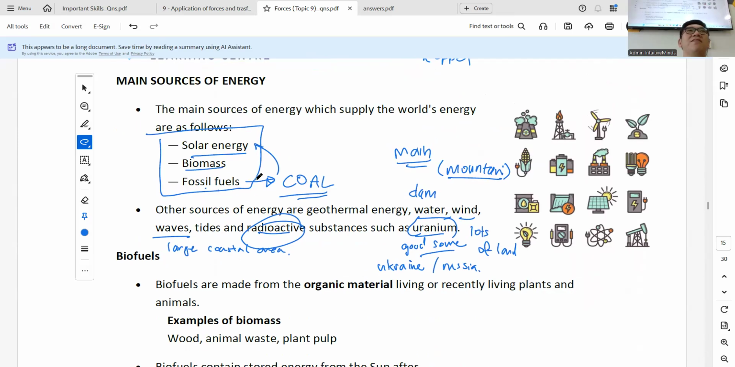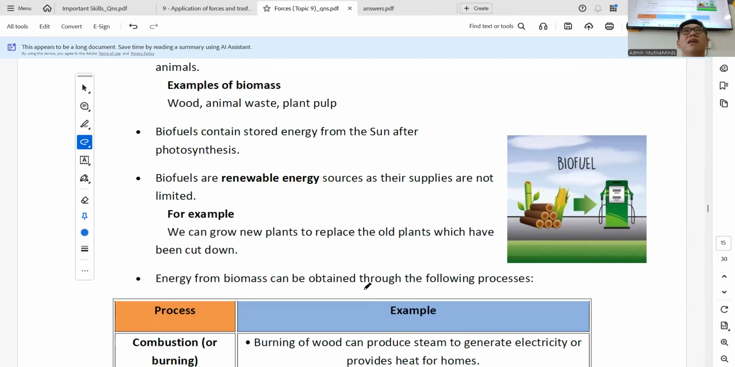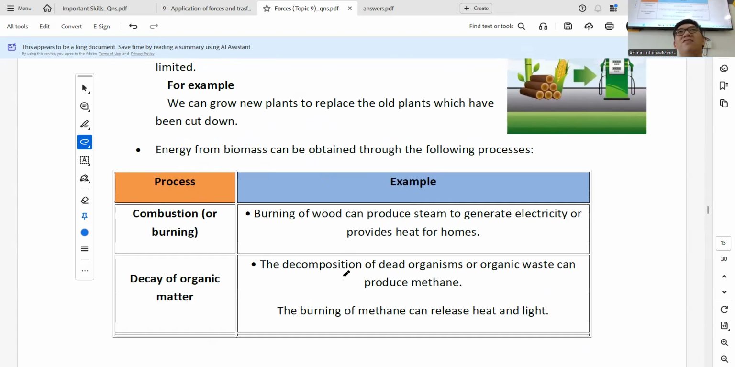Okay, so let's talk about biomass or biofuel. Biofuel basically are things that come from living things, living plants. Okay, example, animal waste, wood, all that. You can burn it, you can get energy from it. They are renewable because you can grow new plants to replace the old ones. Renewable means can be replaced in a short period of time. Okay, so these are some examples of biomass.